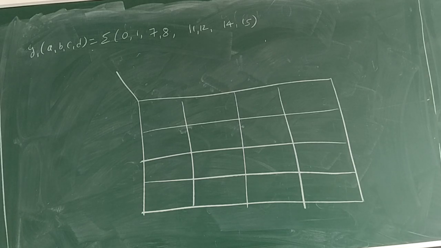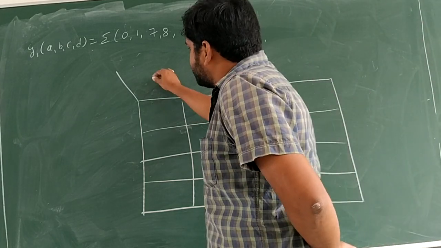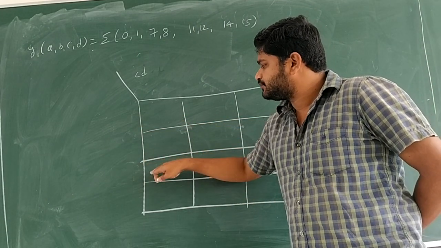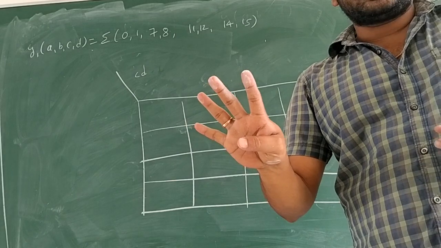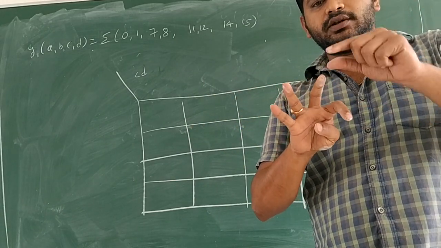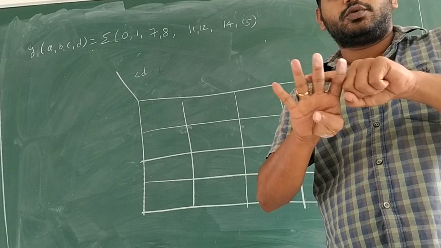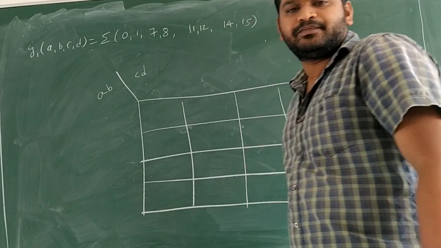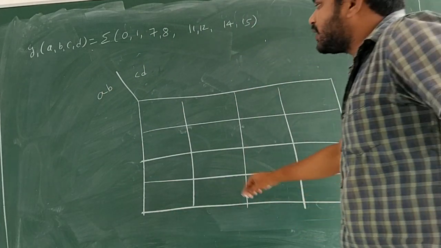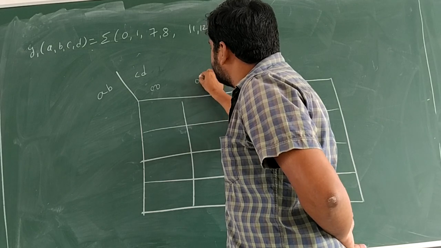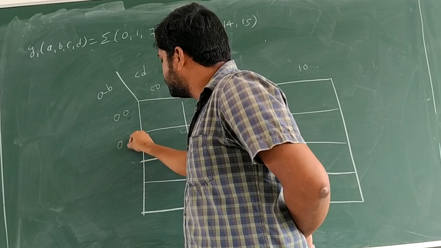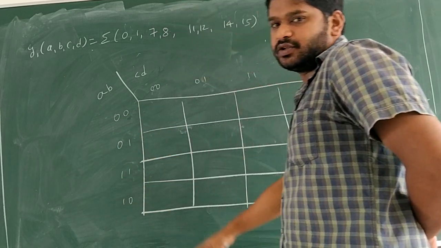To show them, we need two variables. So I will take first D, then I will take C. We have 4 rows. 4 rows means 4 possibilities: 0 0, 0 1, 1 1, 1 0. So 4 possibilities means we need 2 variables. So I will take B and A, row wise. Here I will write 0 0, 0 1, 1 1, 1 0.